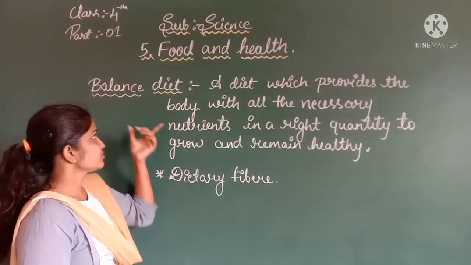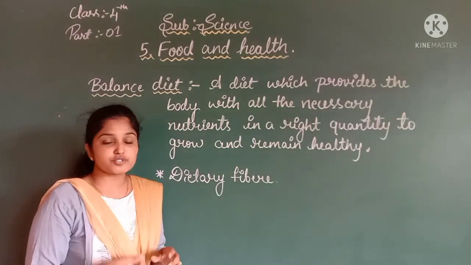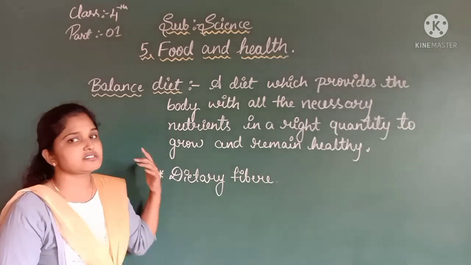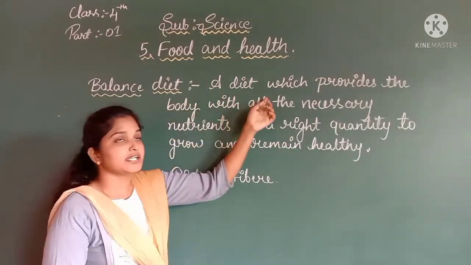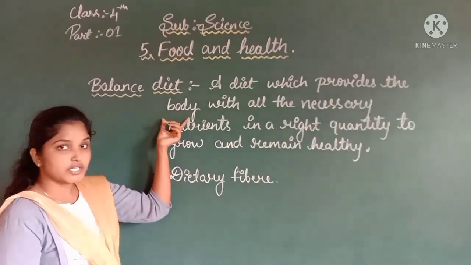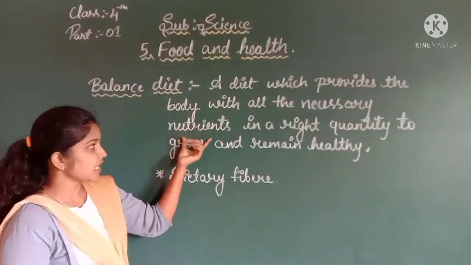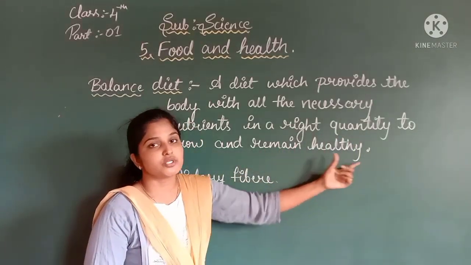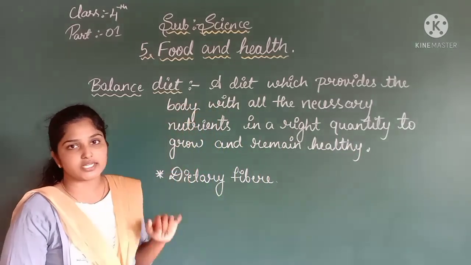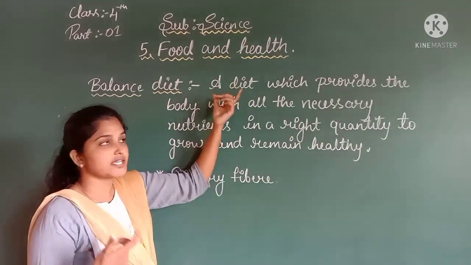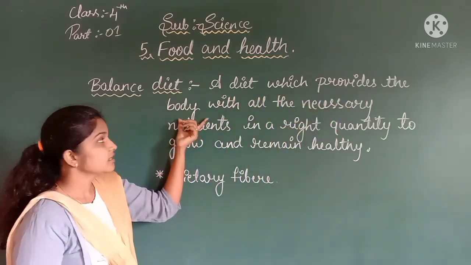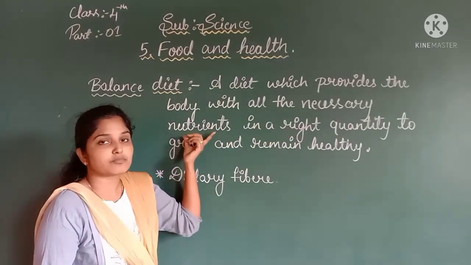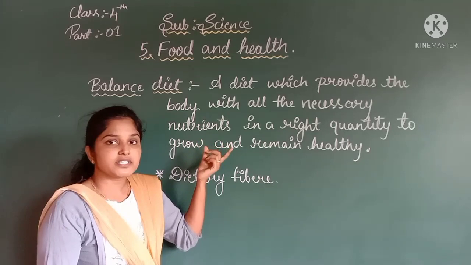The next topic is balanced diet. The food we eat daily makes our diet. So what is a balanced diet? A diet which provides the body with all the necessary nutrients in the right quantity to grow and remain healthy is called a balanced diet. Nutrients are carbohydrates, proteins, vitamins, minerals and fats.